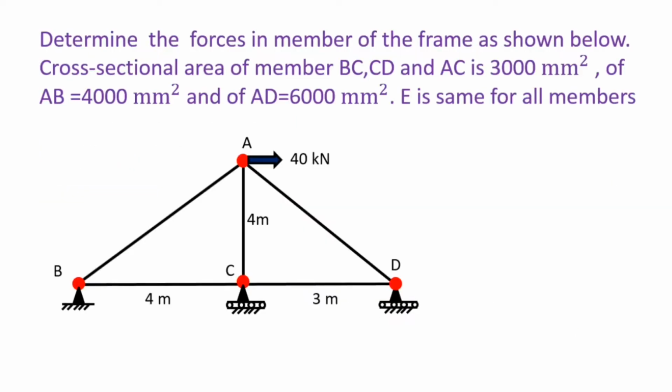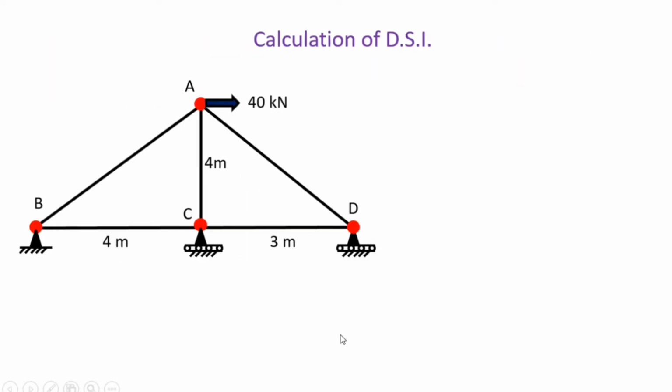Now this is our numerical. Determine the forces in the members of the frame as shown below, where the cross-section area of members BC, CD and AC is 3000 mm square, and of AB is 4000 mm square, and AD is 6000 mm square, and modulus of elasticity E is the same for all the members. Support B is a hinge support, and supports C and D are roller supports.